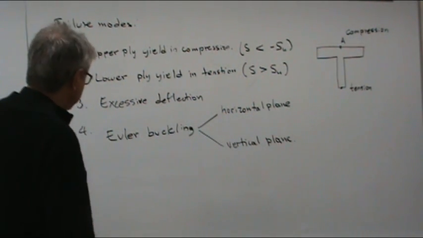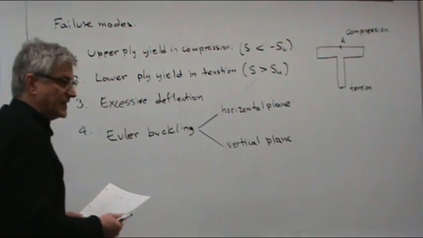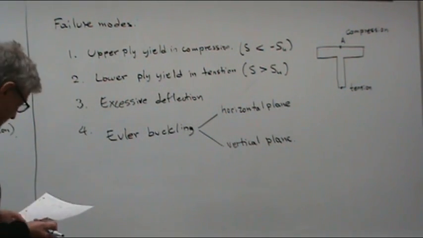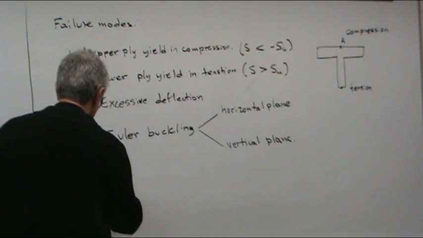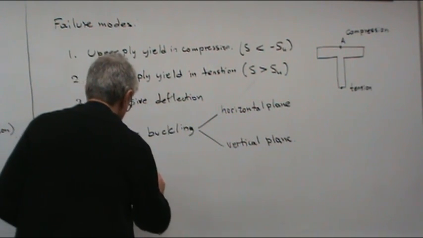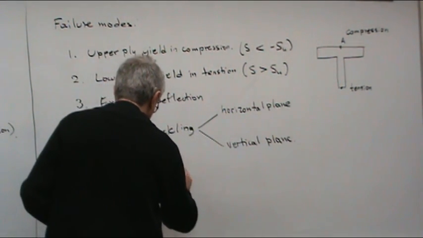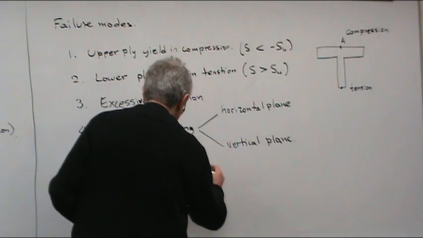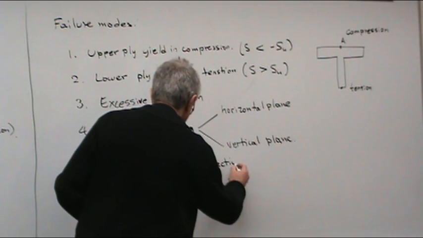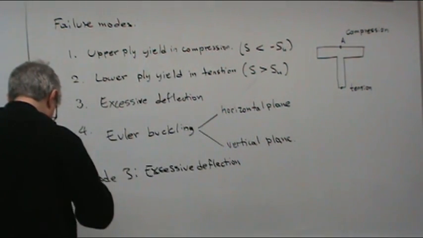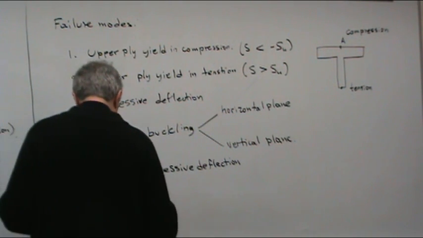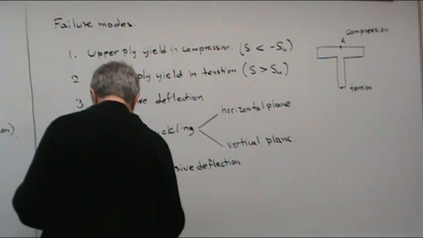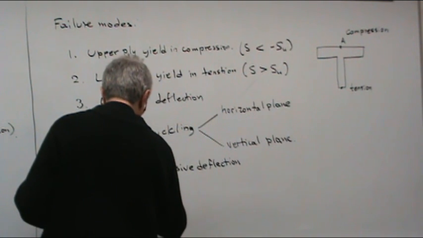In terms of the excessive deflection, we have to define a limit: what is acceptable deflection and what is not. So excessive deflection occurs if delta, the deflection at the midspan, is 1/2 of the total height of the beam.